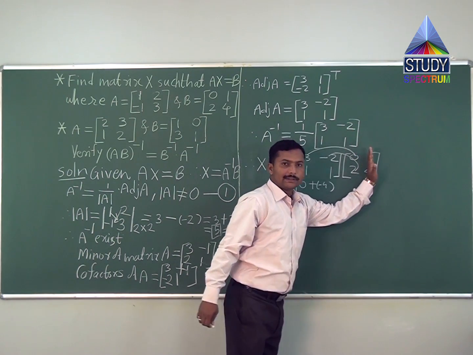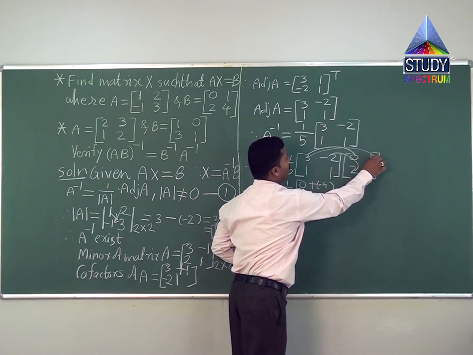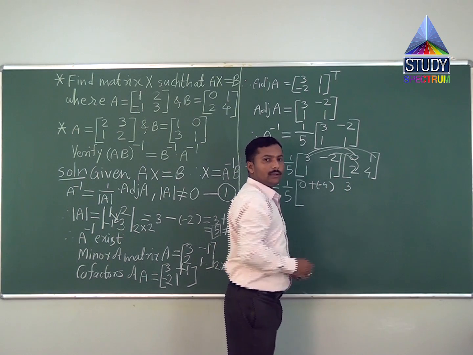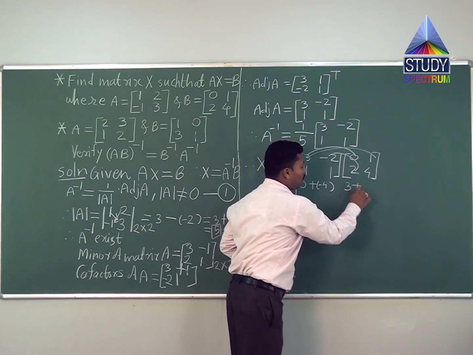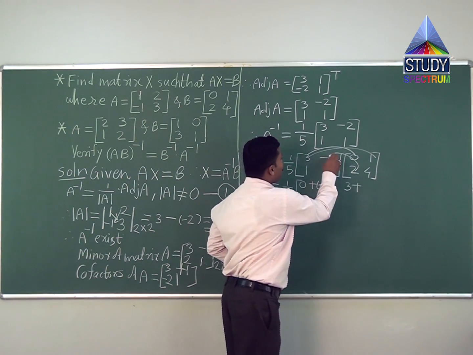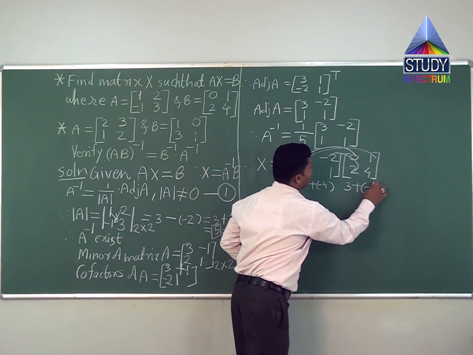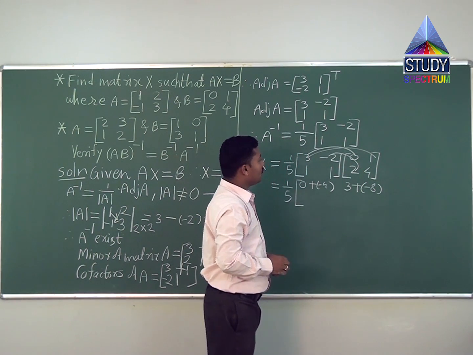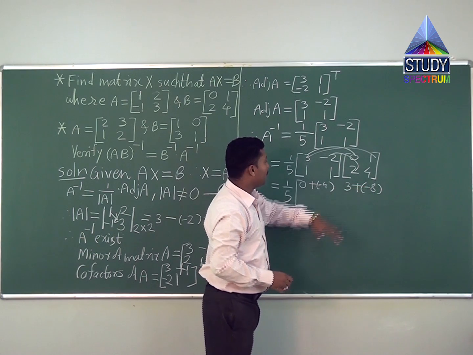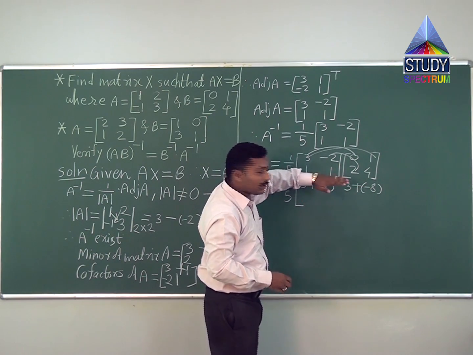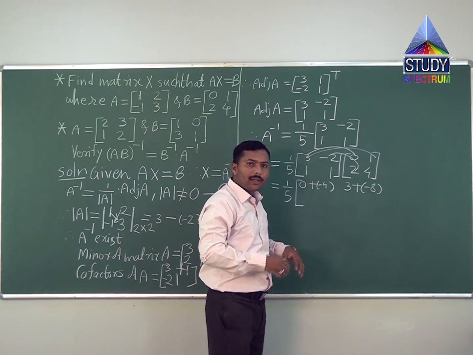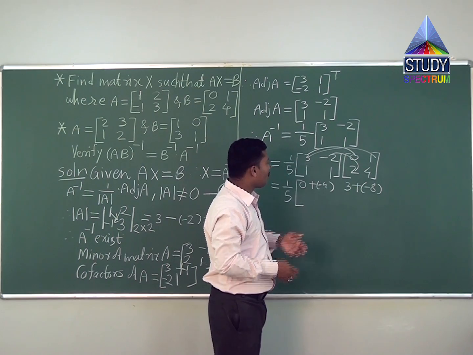First row, second column: 3 into 1, 3, plus minus 2 into 4, minus 8. So the first row is prepared; again the same way, using the second row we prepare the second row.